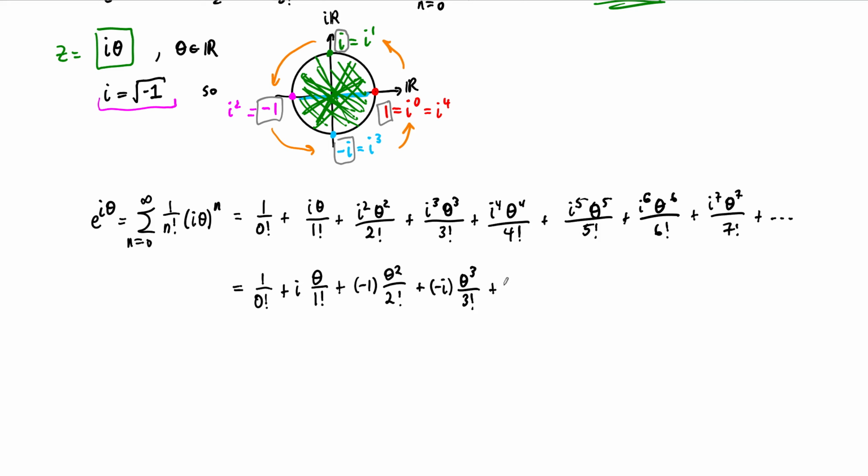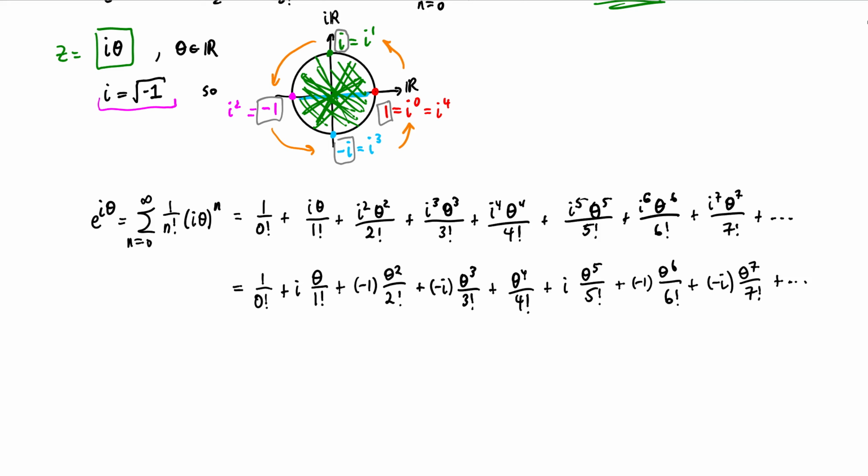So we now have 1 times theta to the 4th power over 4 factorial plus i times theta to the 5th over 5 factorial plus negative 1 theta to the 6th over 6 factorial plus negative i theta to the 7th power over 7 factorial, etc. All right, and now you can probably guess what we're going to do. We're going to break this up.